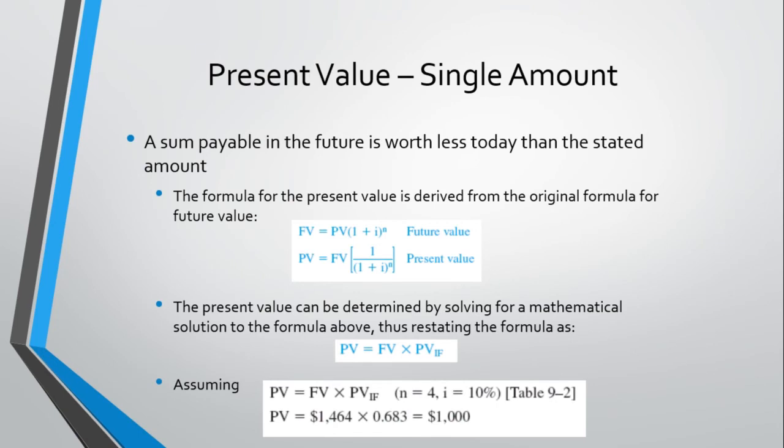Assuming that the present value is equal to future value times present value factor, n equals 4, i equals 10%, table 9-2, you would have present value as 1,464 times 0.683 from table 9-2, which is equal to $1,000. So essentially, based off of all these formulas, present value is taking a future value amount and bringing it back to what was the original amount to start with before the interest was added in.